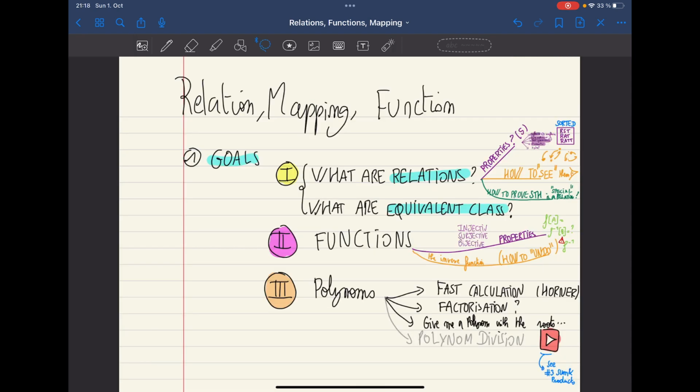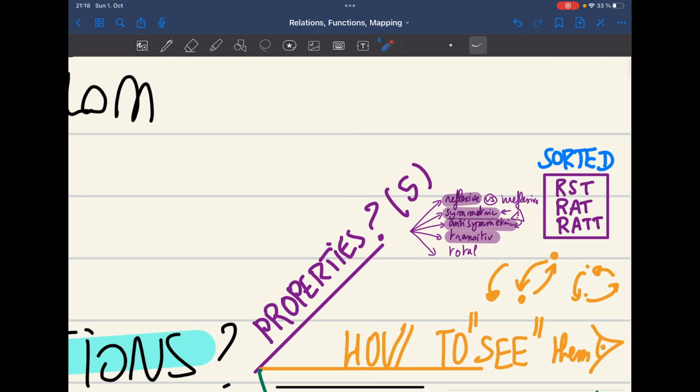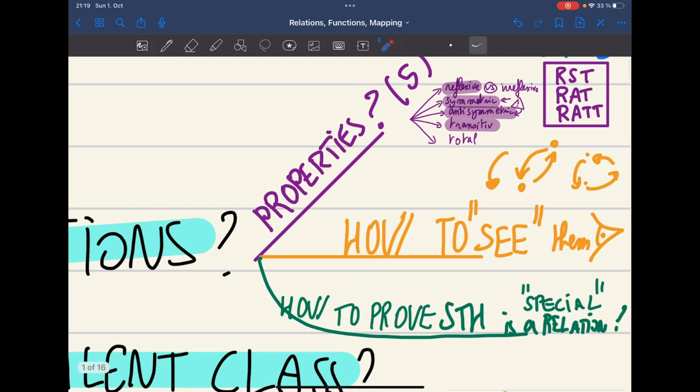What are relations? We are going to see many properties, but don't worry, we are going to order them and it's going to be a lot easier to remember them. Then we will see how to visualize them, and this is going to make the concept of relation really easy to understand. Then we are going to see how we can use these properties to prove that something is a special relation, and by special you're going to understand what I mean in a few seconds.